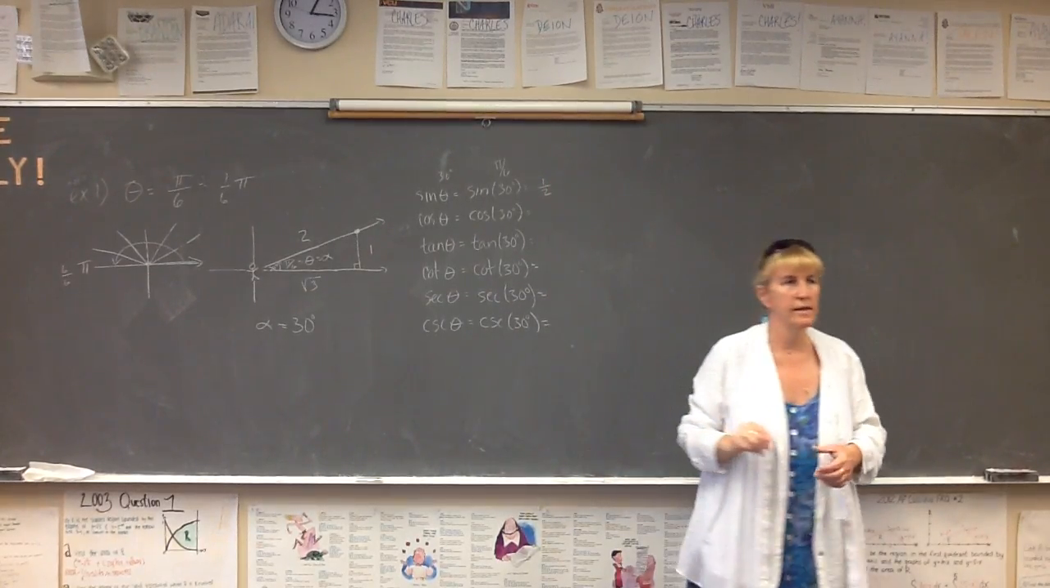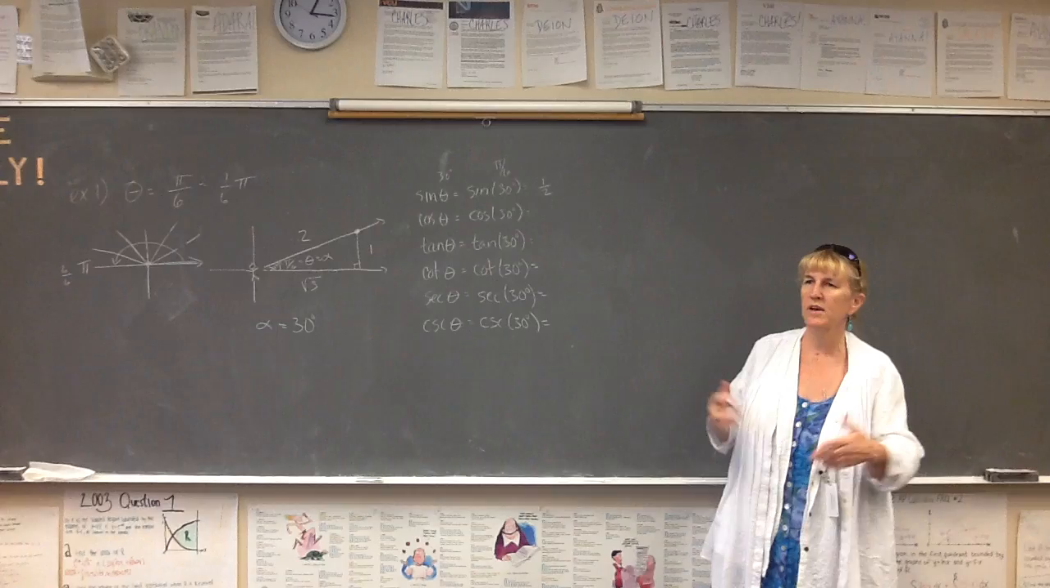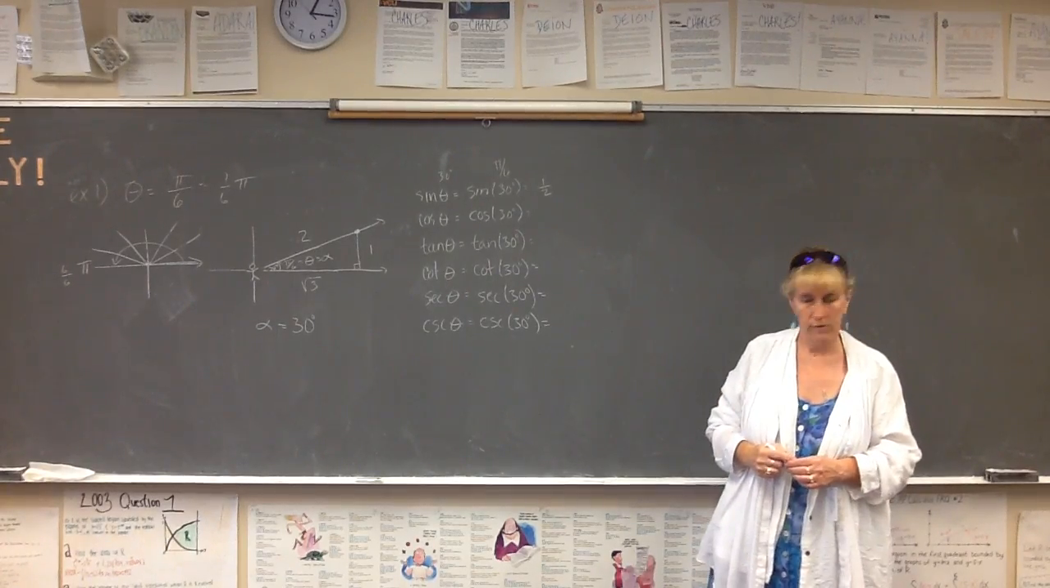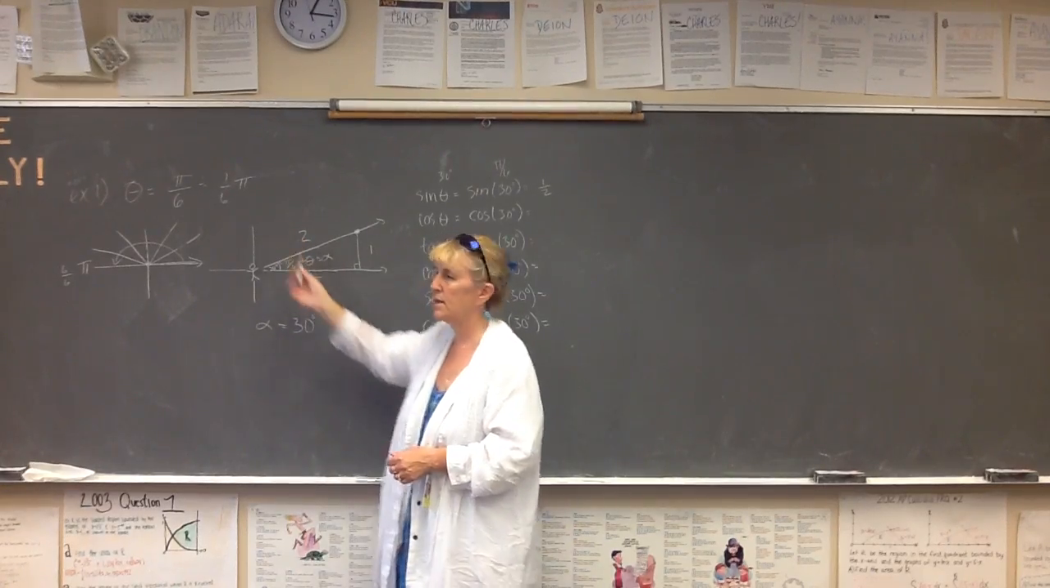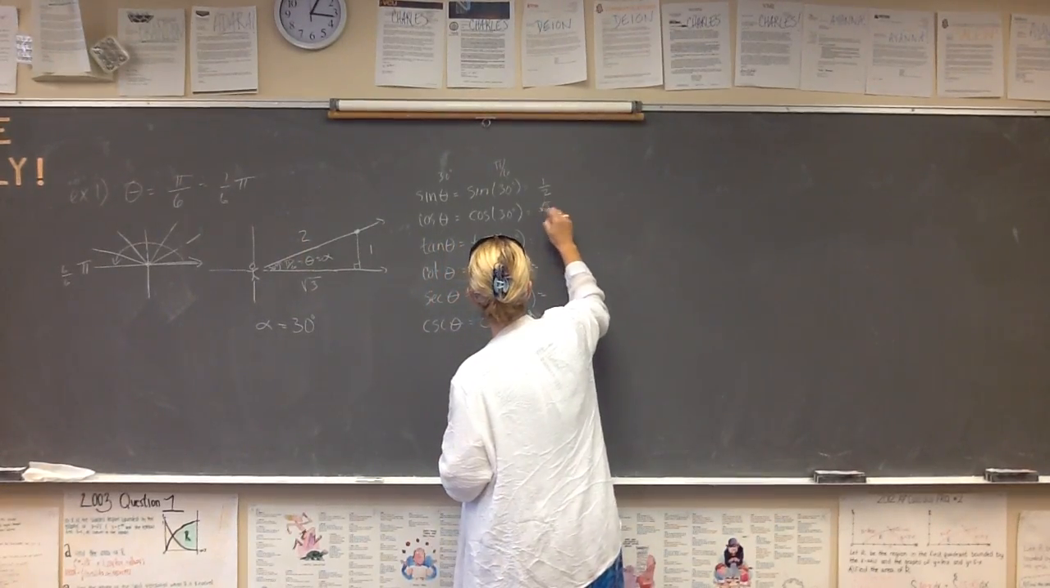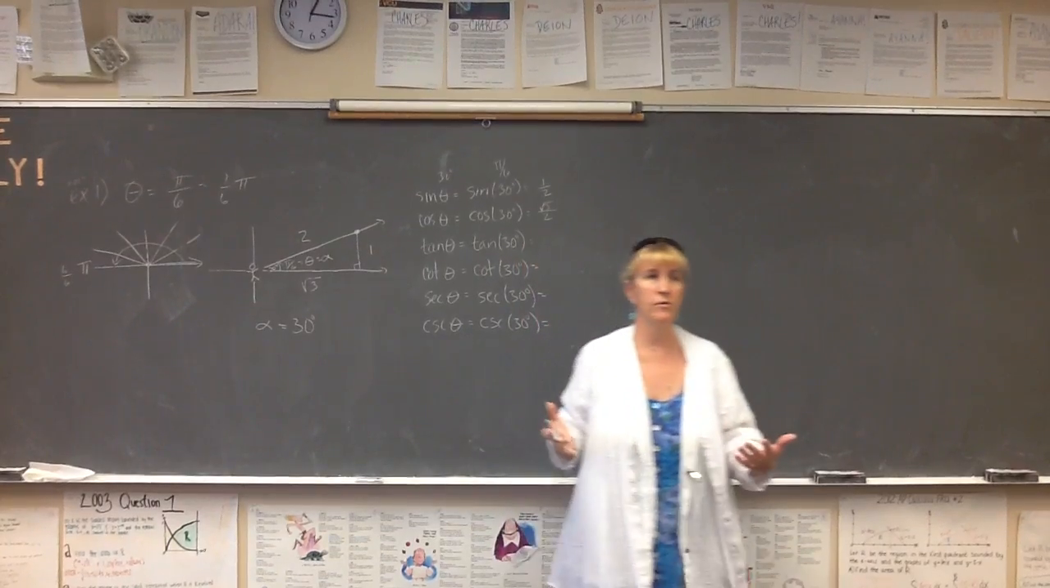What is the cosine of 30 degrees? The cosine of pi over 6? Square root of 3 over 2, because the cosine compares the adjacent leg to the hypotenuse. And it's always square root of 3 over 2.